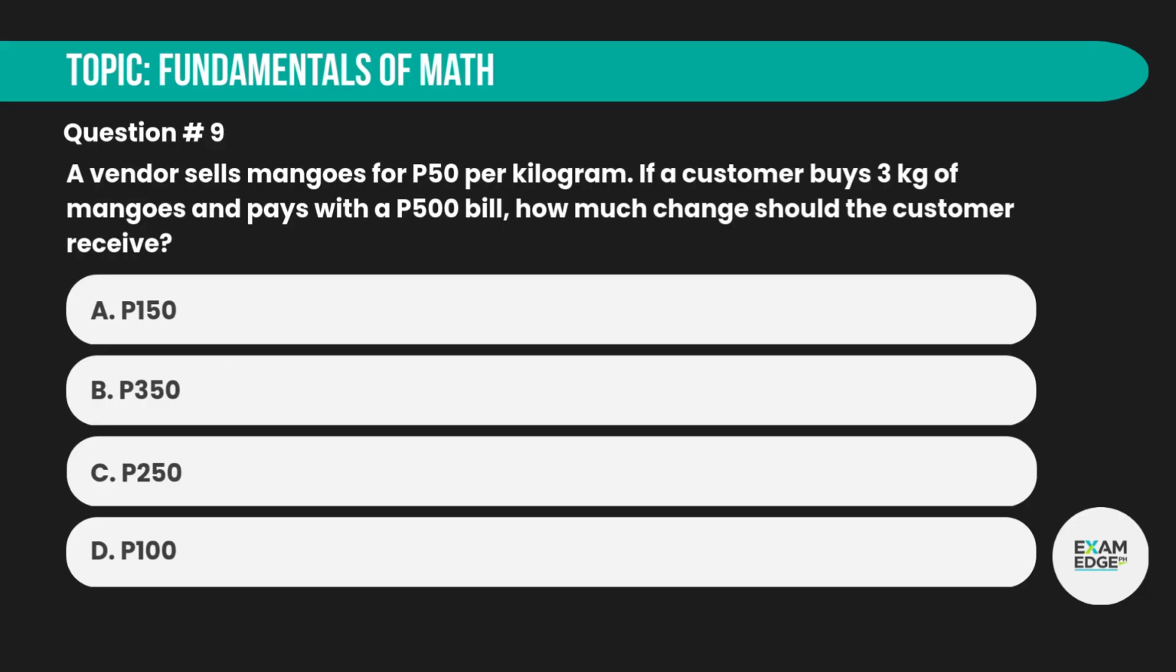Question number 9. A vendor sells mangoes for 50 pesos per kilogram. If a customer buys 3 kilograms of mangoes and pays with a 500 pesos bill, how much change should the customer receive? A. 150 pesos. B. 350 pesos. C. 250 pesos. D. 100 pesos.